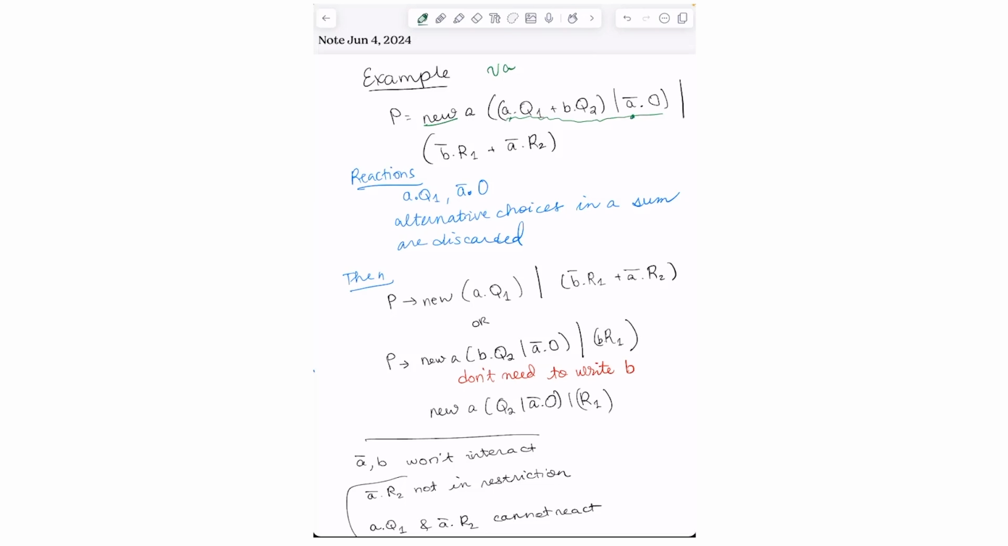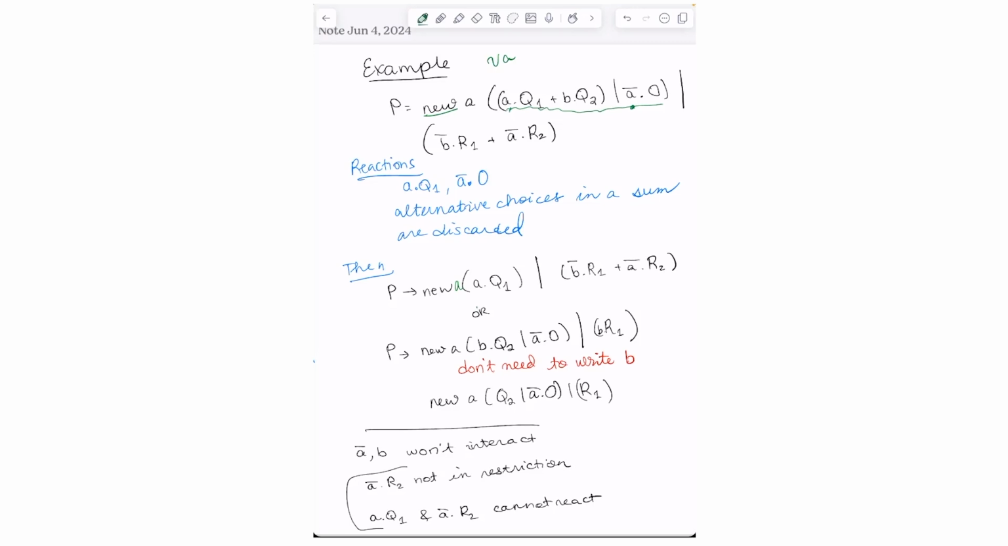And then since this is an XOR, it means that the alternative choices in a sum are discarded. So if you write that out, then since AQ1 interacts with A bar 0, this should say A, all you're going to be left with is A dot Q1. Actually, I left my book at home, I guess A is restricted to that scope, so I think you still have to write A.